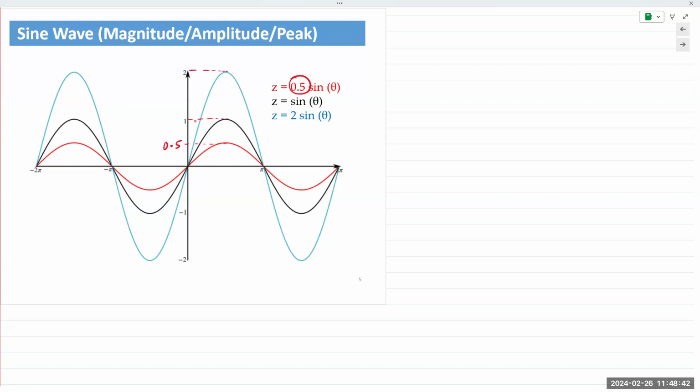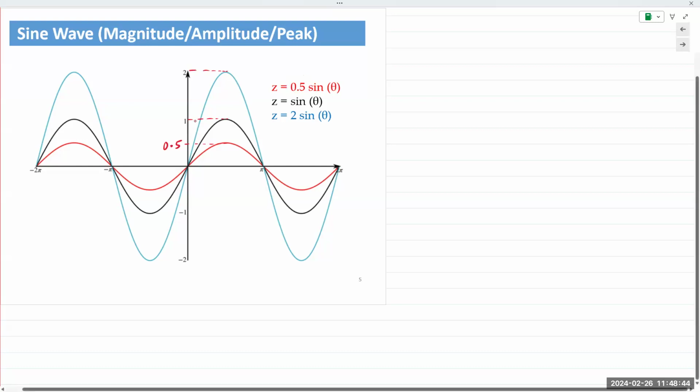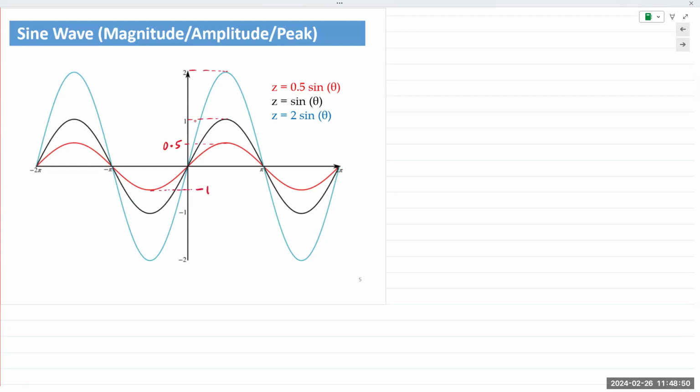Again, note that these values are only describing one peak. If you want to fully describe the waveform, this would be minus 0.5. This is minus 1. And this is minus 2. Okay, so the peak value for, let's say, the blue waveform is 2 volts, but the peak to peak value is 4 volts. All right. Make sense?